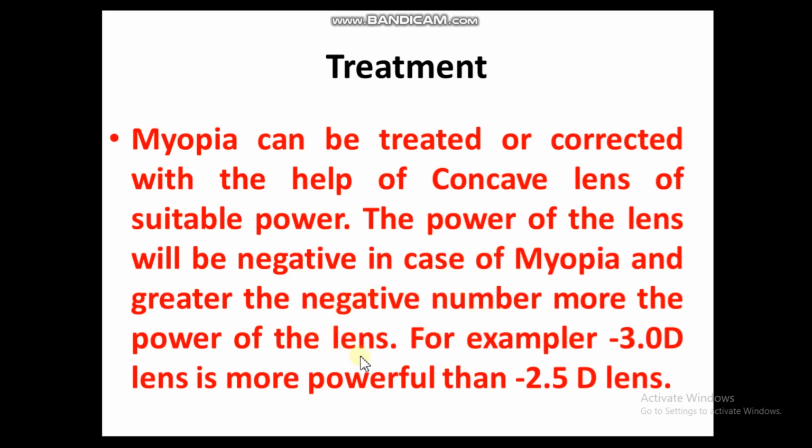So, for example, -3.0 D, where D is the unit of the power of the lens, known as diopter. So if it is -3.0 diopter, it means it is more powerful than the lens of -2.5 diopter. So the greater the negative number, the more powerful the lens is. So this can be treated with the help of this concave lens.